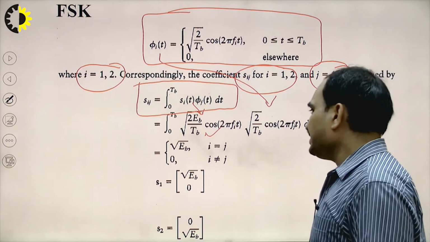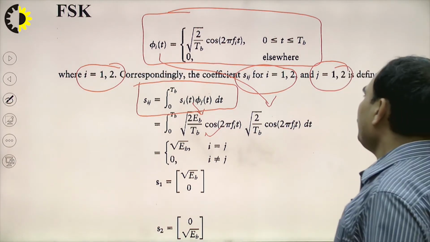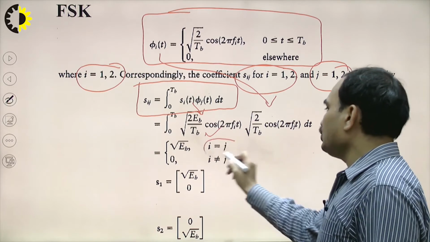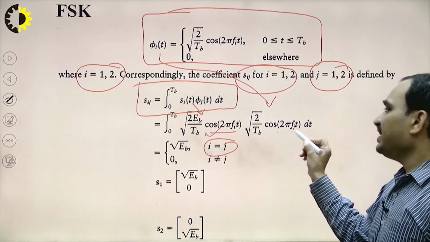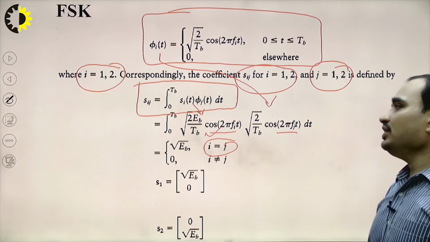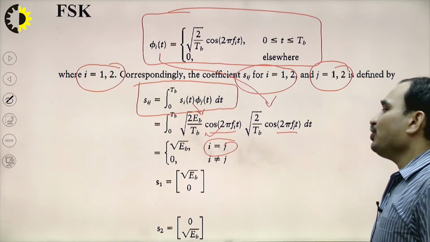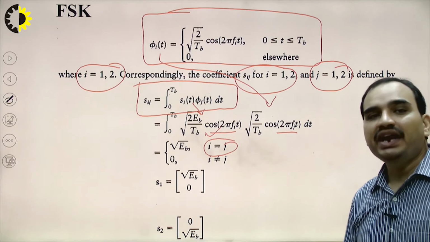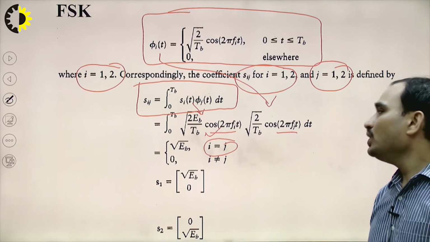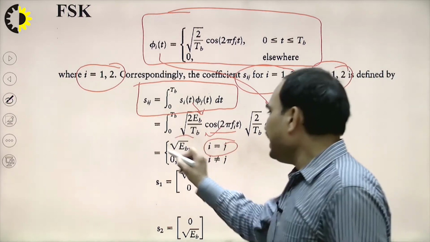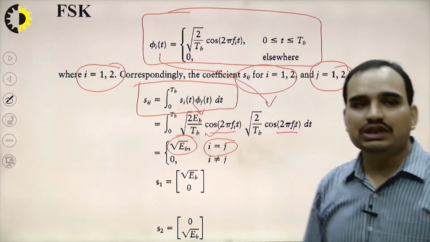Now if you substitute i equals j, these two terms will be the same, and this means we are getting a cos square term. If we further expand this cos square term as 1 plus cos of 2 pi f1 t by 2, we'll get only the energy, that is root of Eb.